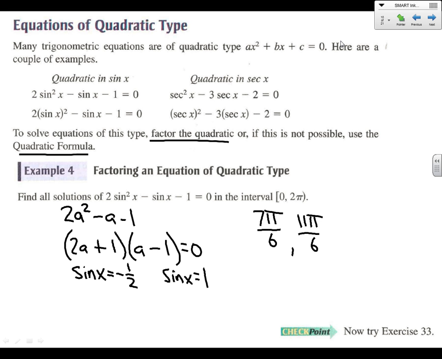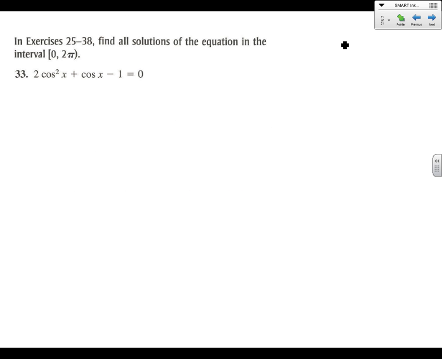All right, and then we say, okay, when is sine equal to 1? Well, that's happening at pi over 2. Now, we don't have to say plus 2 pi m because it says just in the interval 0 to 2 pi. That means just the first time around the circle, right? So the first time around the circle, there are 3 places that are going to work out for this equation. And those are your 3 answers. All right? Your turn with 33.